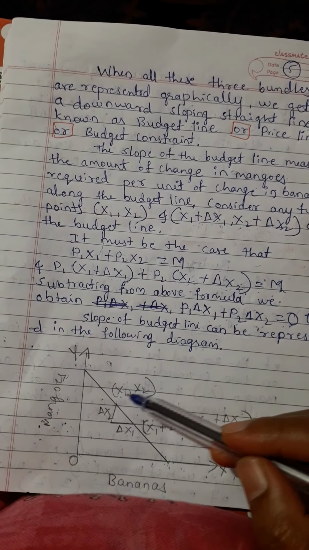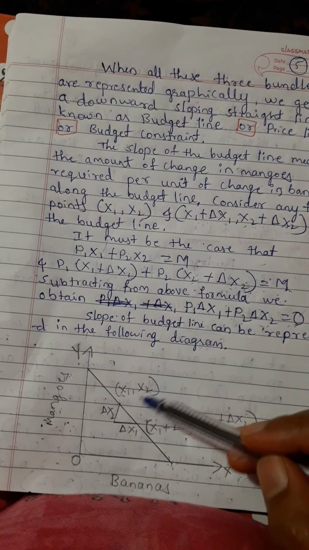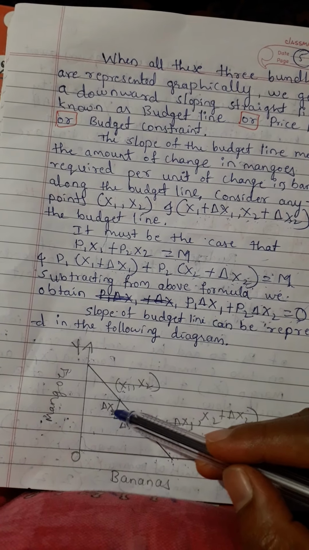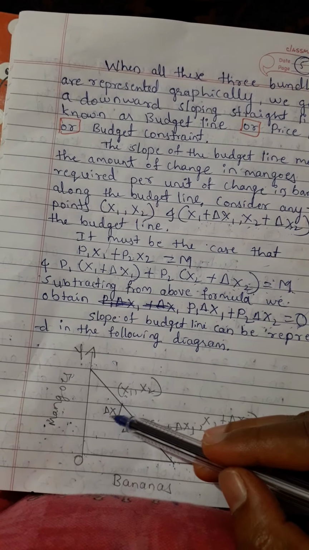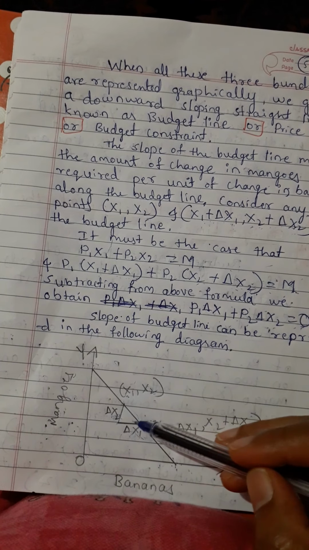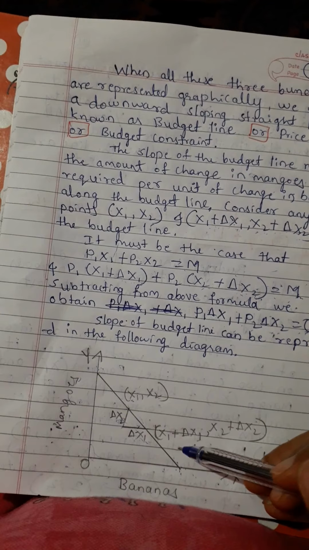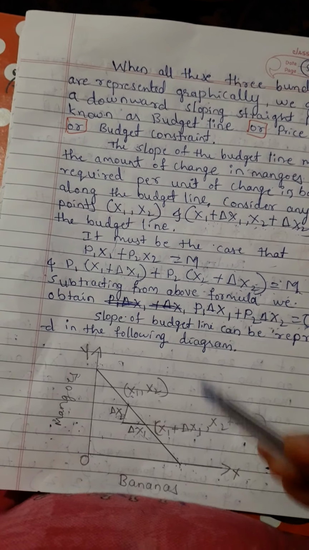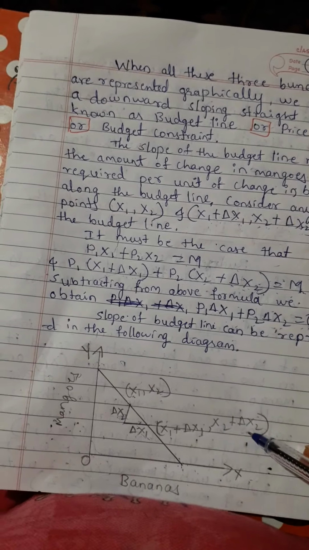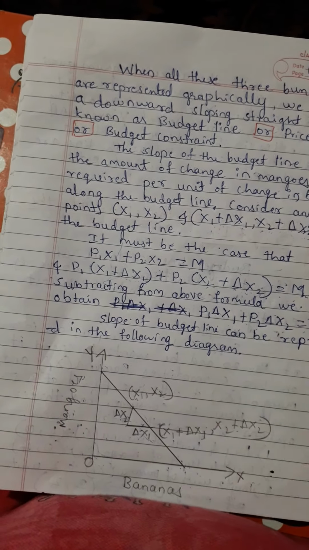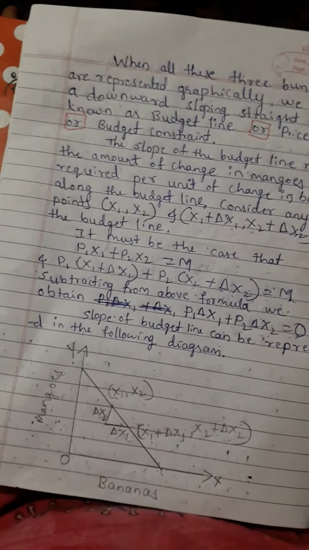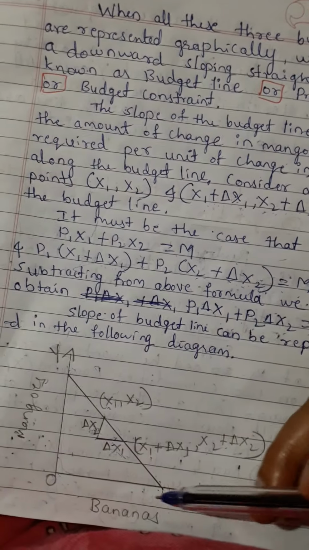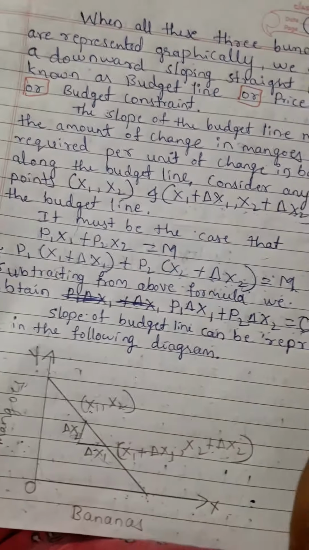Here x1 is banana and x2 is mango, and they change. How much do they change? Delta x1 and delta x2 will be the changes, and it is equal to the income of the consumer. Even after the delta change, it equals the income of the consumer. That is the reason the budget line slopes downwards from left to right, a straight line.